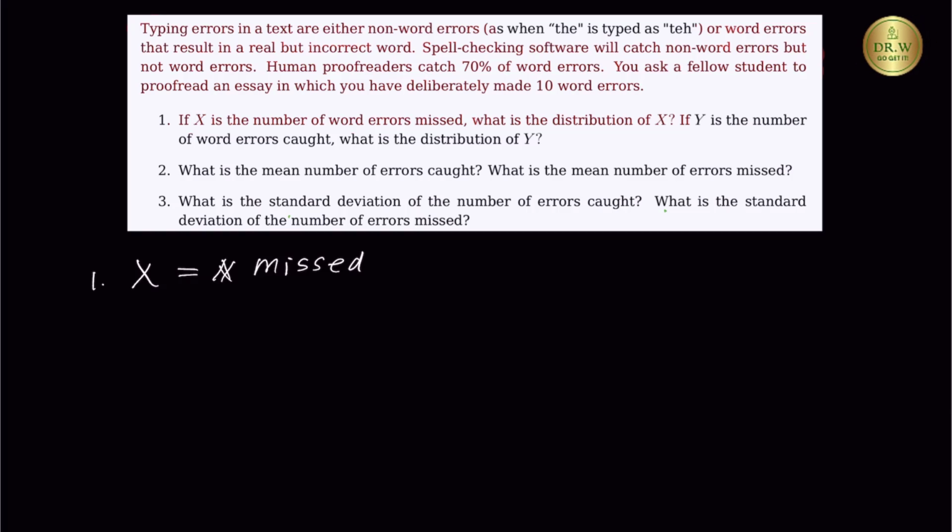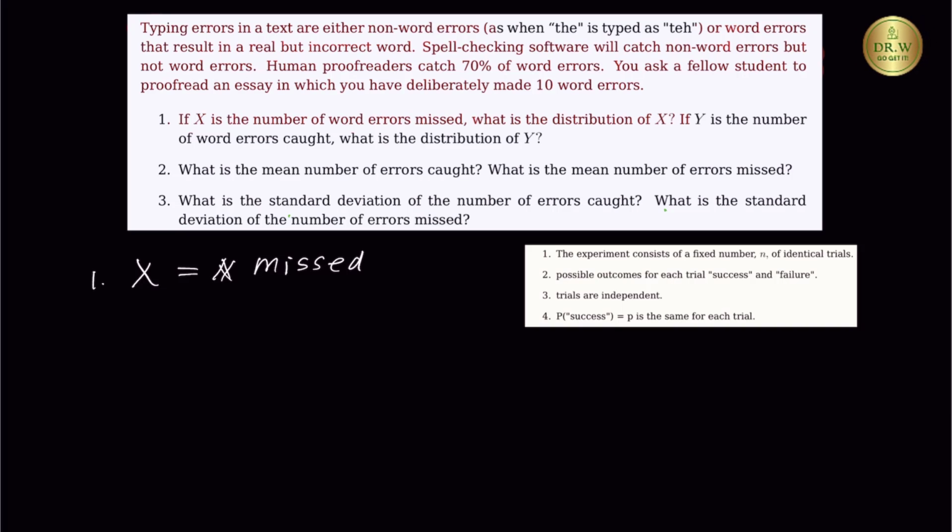Then how do we find the distribution? Here there are two outcomes, missed and catch. Therefore, this might be a binomial distribution. You know already the conditions. What are the four conditions of the binomial? N should be identical. Yes, here we know we use 10 word errors. Therefore, n equal 10. So first one is satisfied.